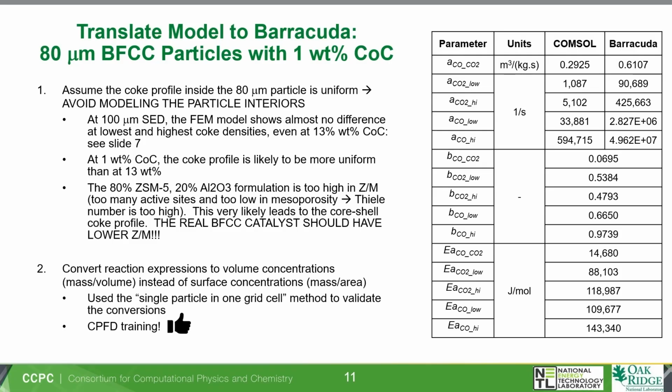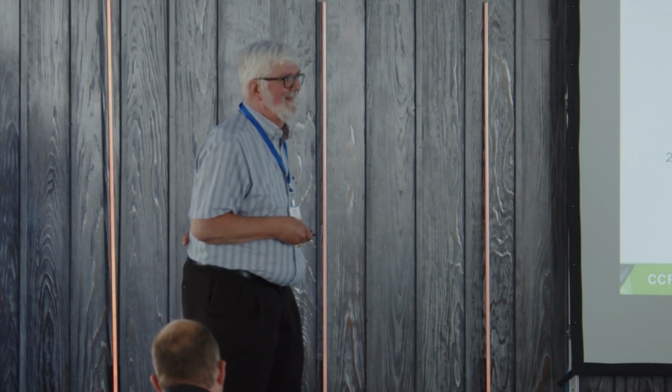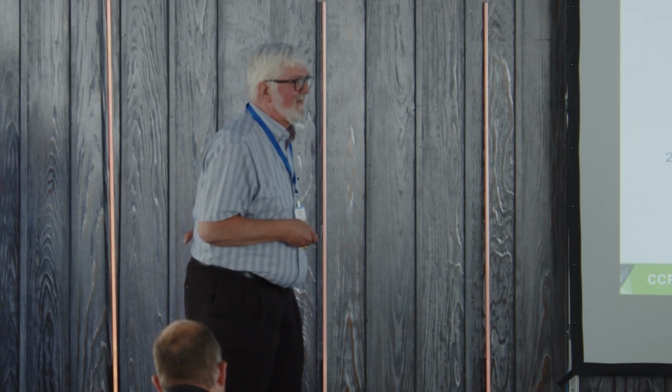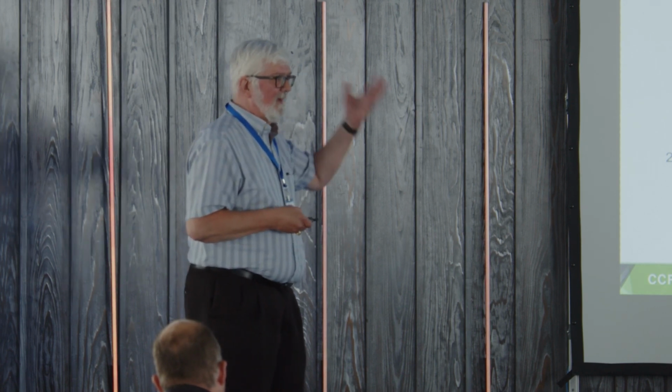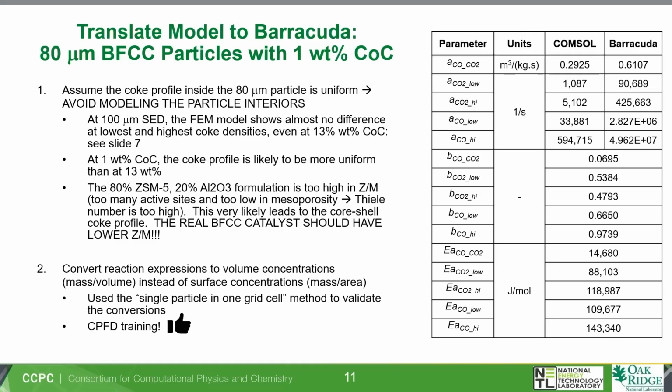Now, to translate the model to Barracuda, I basically took particles with an 80 micron D50, and I said these are going to be about 1% carbon on catalyst, not 9 to 13%. And why is that? Well, of course, the particles aren't seeing the kind of residence time as they are in a bubbling bed. They're inside an FCC unit, and all FCC units run with low carbon on catalyst, right? And so the issue was to translate.